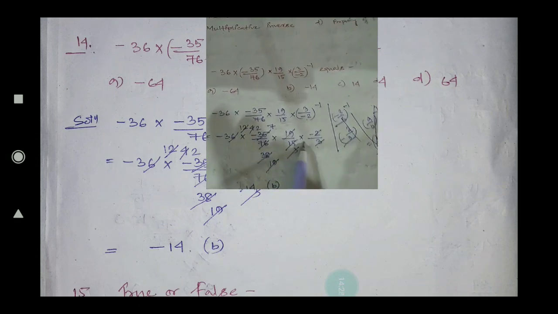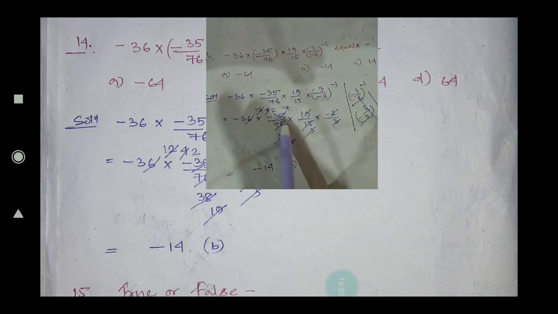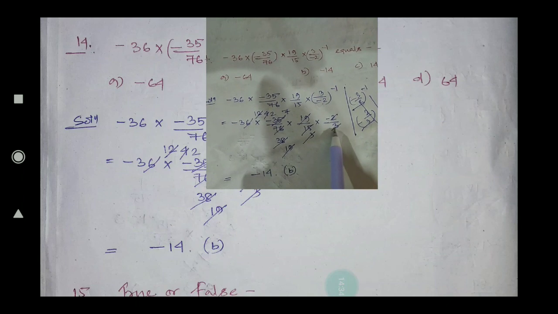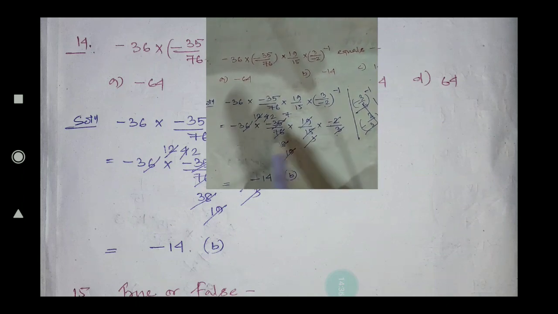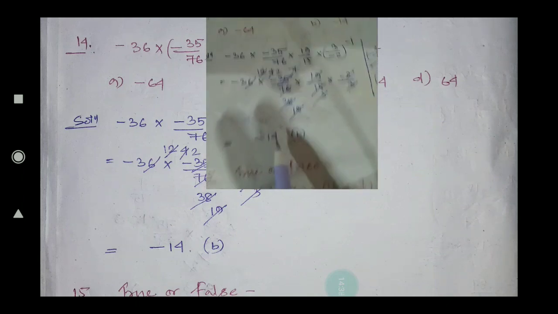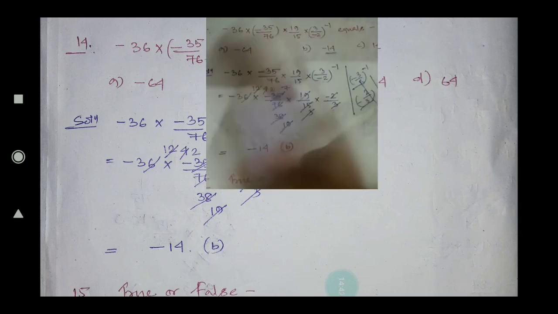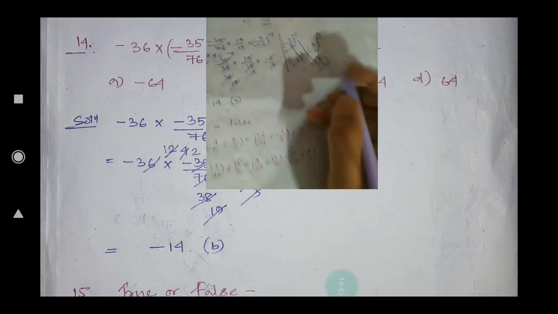Reciprocal I have done. So after that all multiplication, 36 into 35 by 76, 19 by 15, minus 2 by 3. So you do cancellation. Cancellation is easy, only do it by yourself. Then at the last you will get minus 40. That means it is this one. Okay, I am doing one cancellation for you.